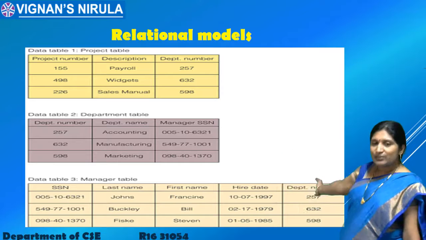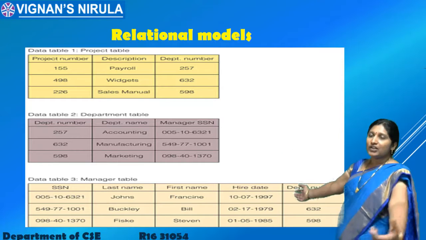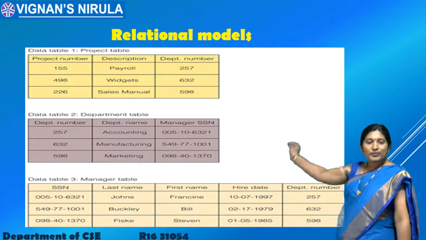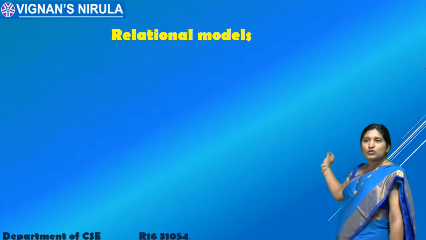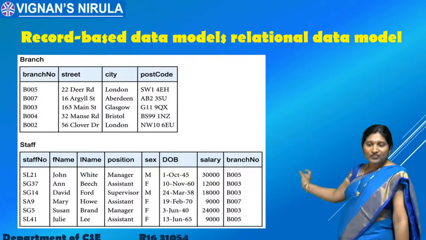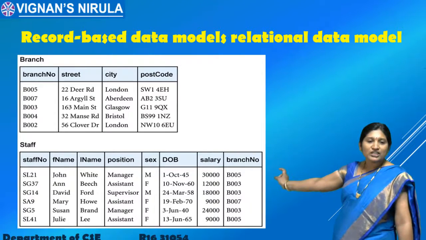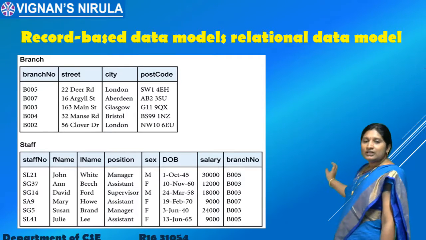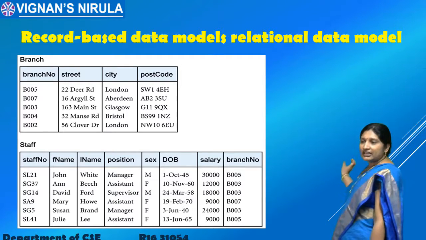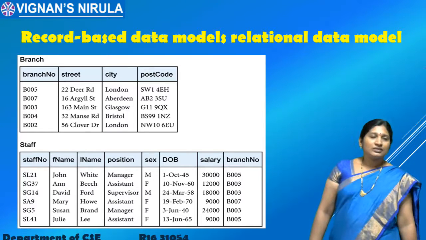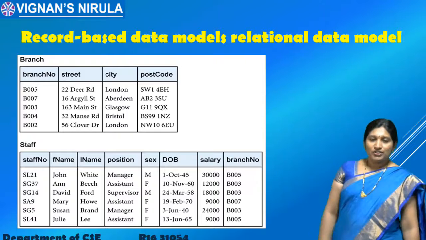So this is an example for the record-based data model. I have given some instances for the branch table. The branch table consists of branch number, street, city and postal code. These are the values for that branch table. And I have taken the staff table also. The staff table consists of the attributes staff number, first name, last name, position, gender, date of birth, salary and branch number. And the values for each and every column have been mentioned.